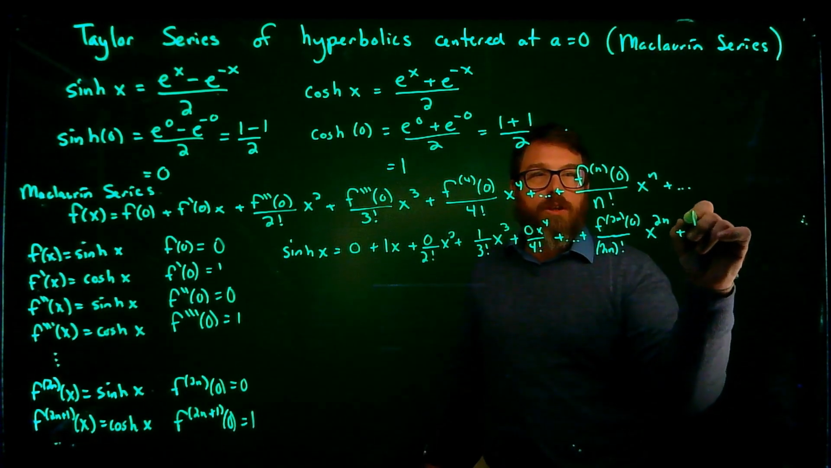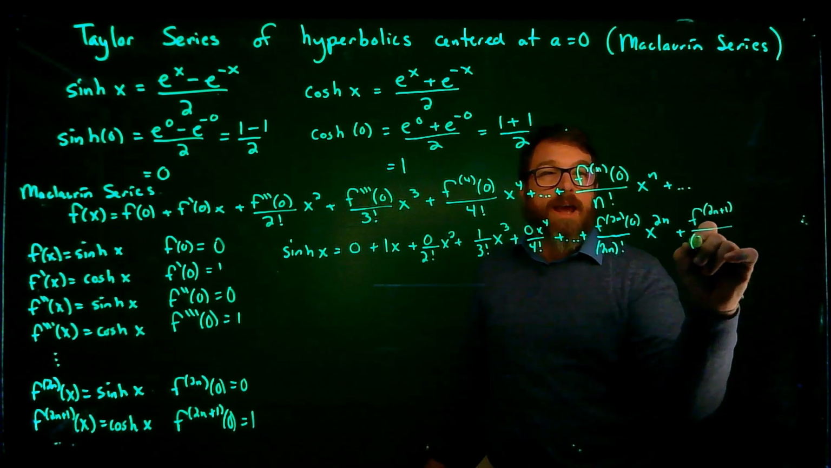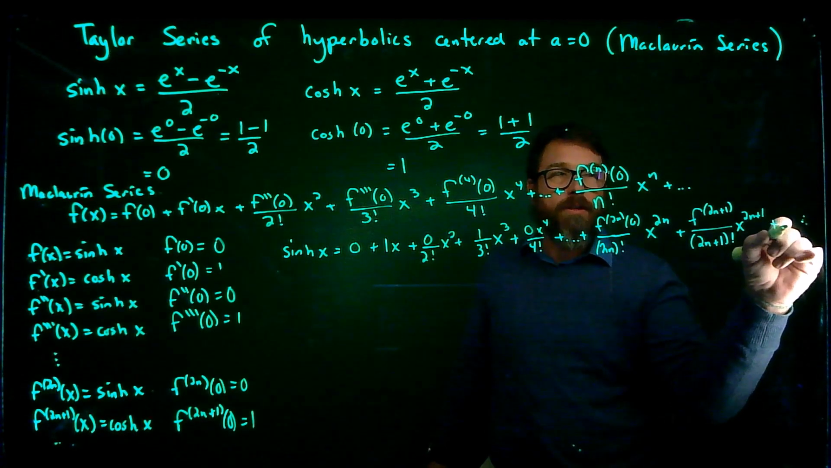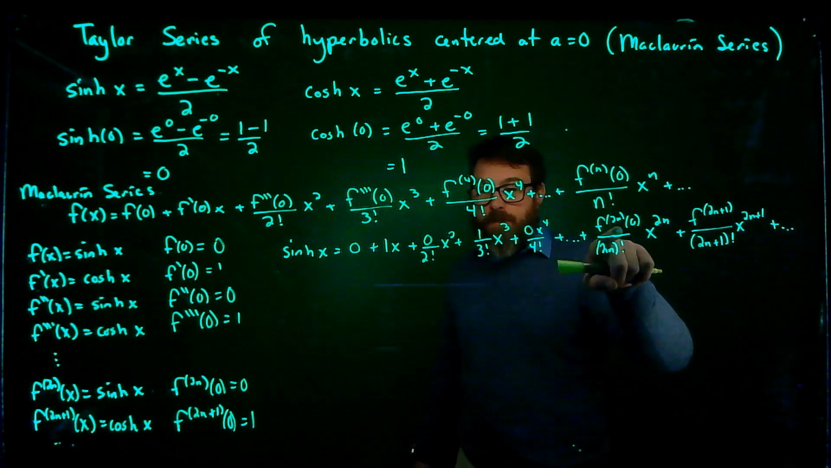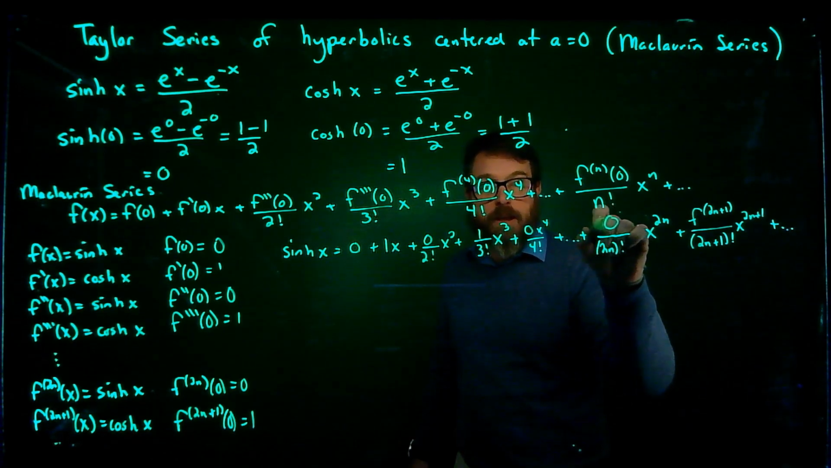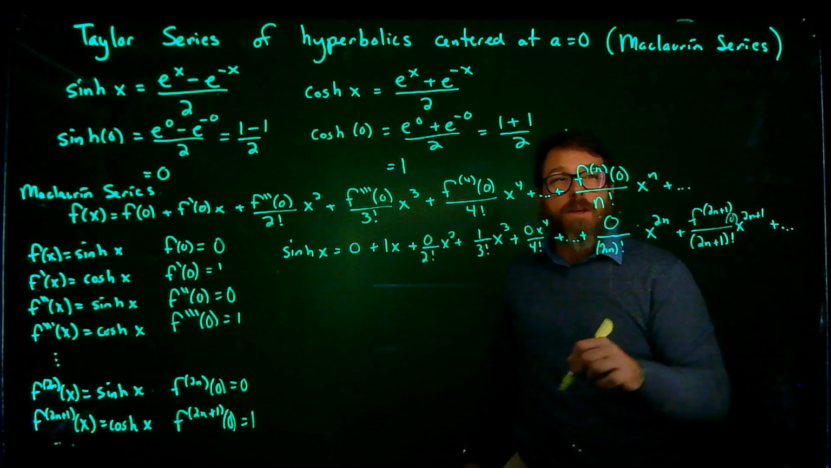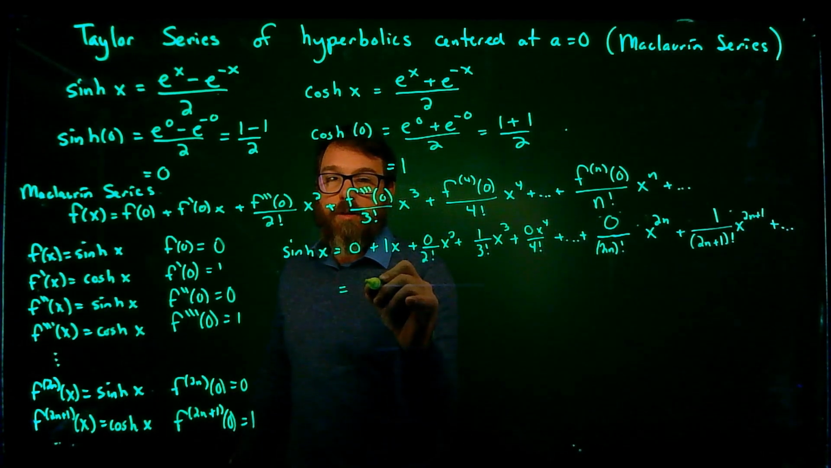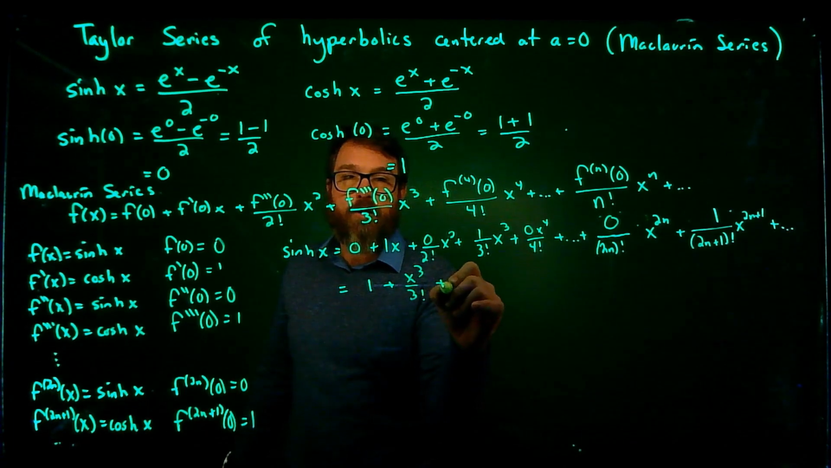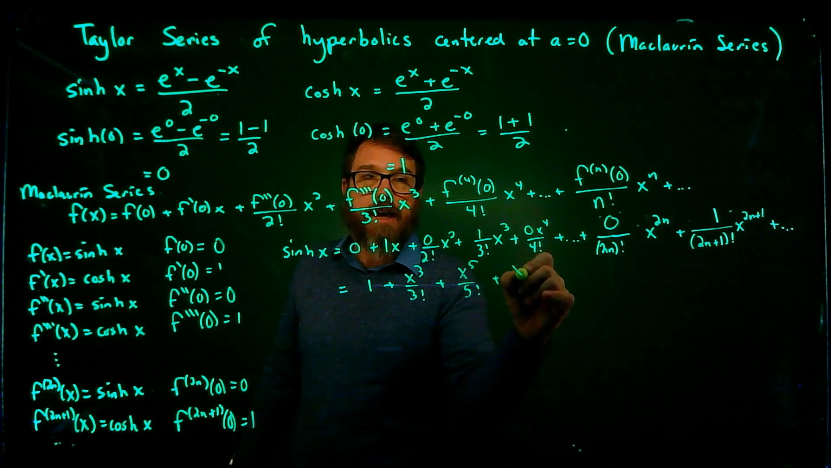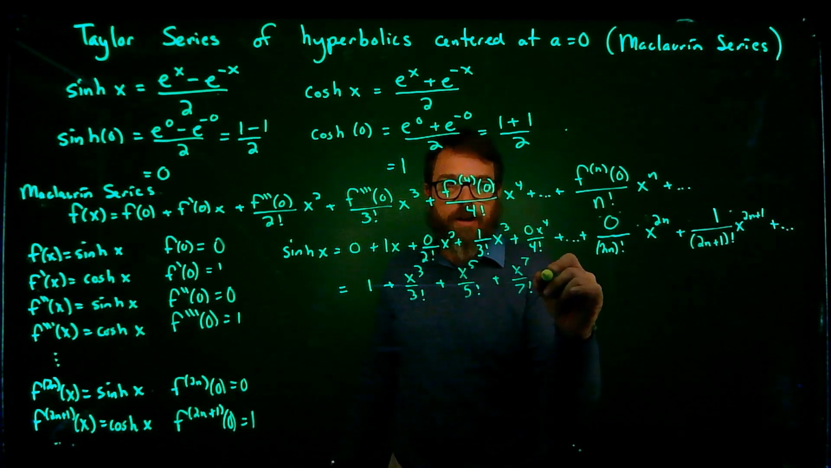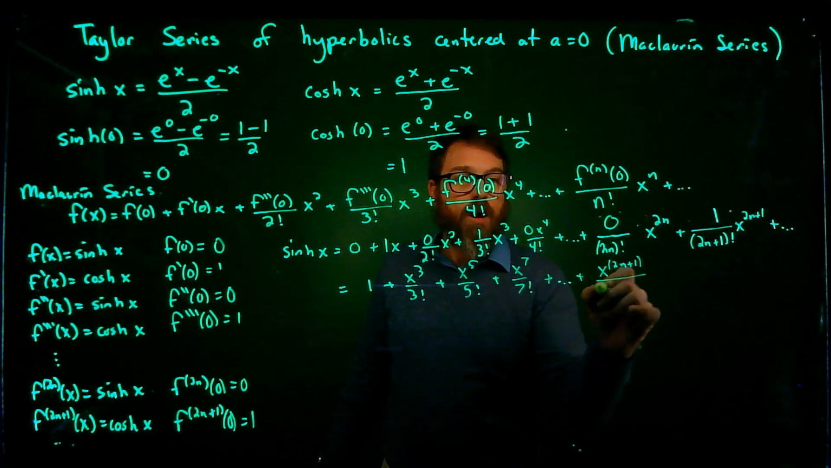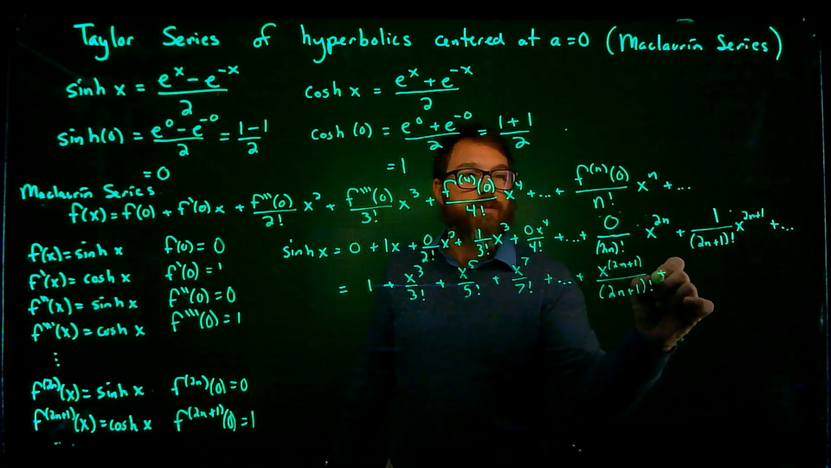And then we're also going to have plus the next one, which is going to be 2n plus 1. It's going to have that same factorial on the bottom, and it's also going to have x to that same power as the derivative. Now, what we know is that f to the 2n of 0 is just equal to 0, and f to the 2n plus 1 of 0 is equal to 1. So what we're going to get here is x plus x cubed over 3 factorial plus x to the 5th over 5 factorial plus x to the 7th over 7 factorial, just using the pattern, plus dot dot dot. We're going to have this nth term, which is x to the odd power all over that same odd factorial.